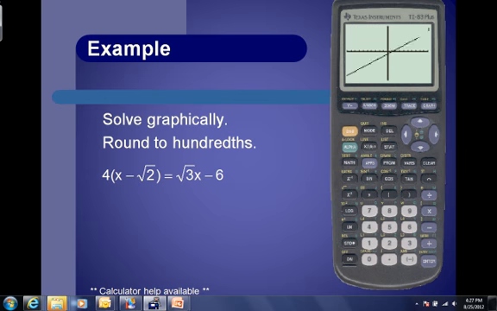Press graph. Now remember we're zoomed way out, but that's okay. We see where they intersect. If we would have done zoom 6 for the standard viewing window, there's the first one, there's the second one. So we're going to go second trace, which is calculate, intersect, enter, enter, enter, and we get a solution of negative 0.1513. Because it says round to the nearest hundredth, our solution would be x equals negative 0.15.